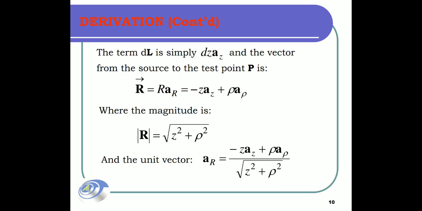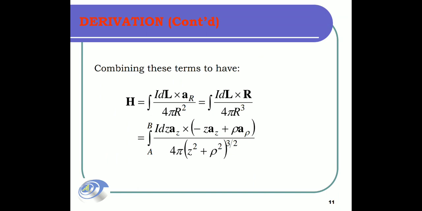Now combining these two terms, and this is the formula of Biot-Savart's law for finding the magnetic field. I'll have I dl ar divided by 4 pi r squared. So I dl into ar is nothing but the distance vector from my point where I have to find the field.